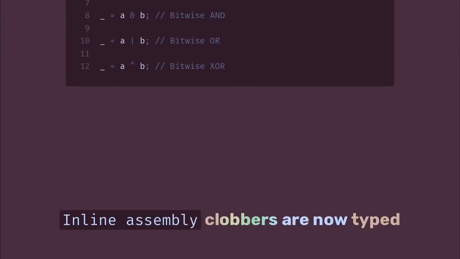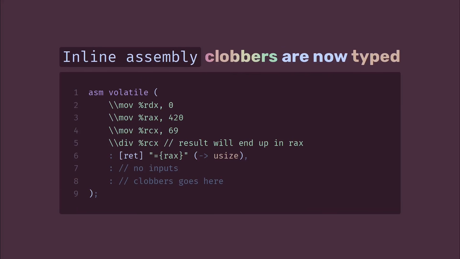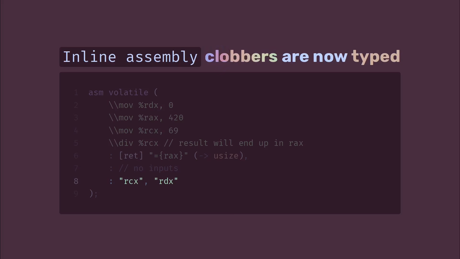Inline assembly clobbers. In inline assembly like this, there is a list of registers at the end. These are clobbers, and this is to explain to the compiler that as a result of execution of this assembly code, these registers could be modified. This is needed for the compiler since it needs to track which registers are used for what to optimize register allocation and keep the program correct. Before Zig 0.15, clobbers were strings like this, and now they are structured like this. So it's easier to get autocomplete here and easier to build clobber lists programmatically.